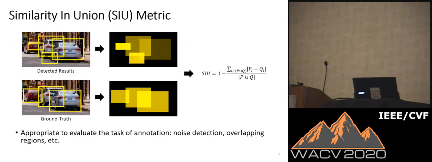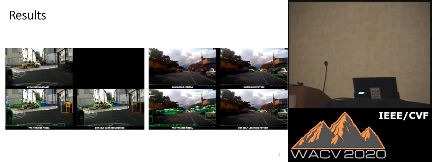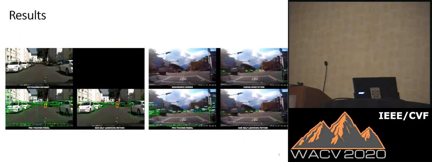The average precision metric for object detection only focuses on objects of interest without concerning the background. It ignores all noise detections, where detected bounding boxes do not touch the ground truth. Hence, these metrics are not appropriate to evaluate the cost of annotation. We consider the global context, so we introduce a new metric called similarity in union for the task. Here are the results of our proposed method.